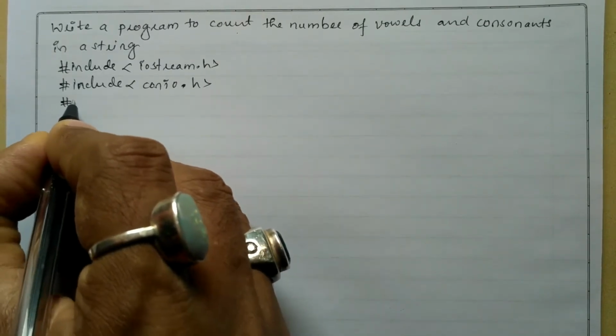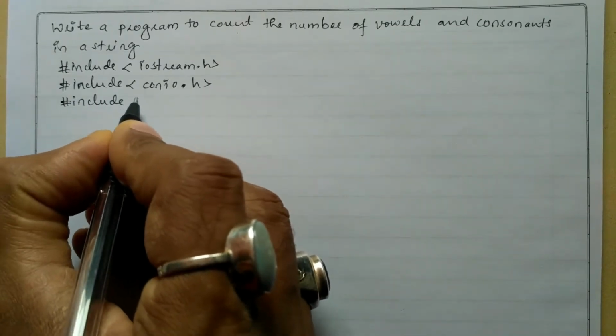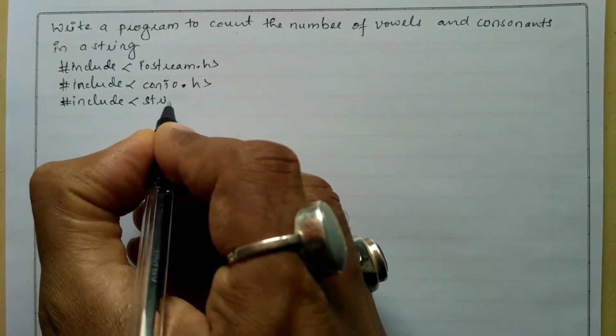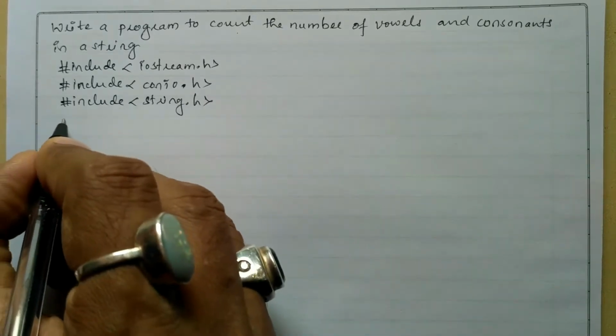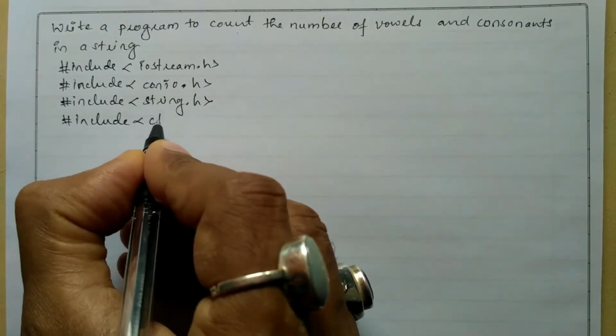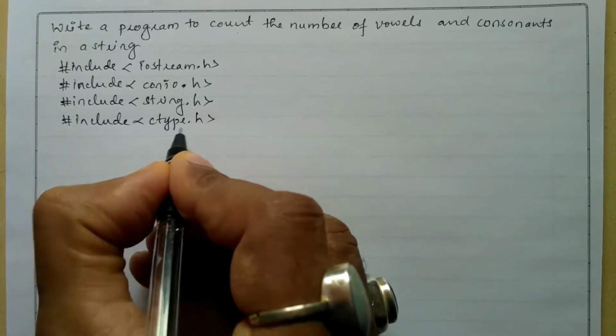So for that I have to include the preprocessor directive hash include string.h, and one more header file, hash include, in angular brace I'm going to write ctype.h header file.